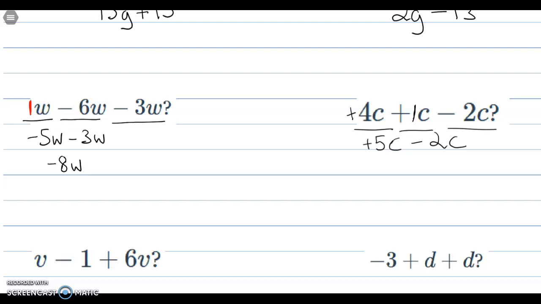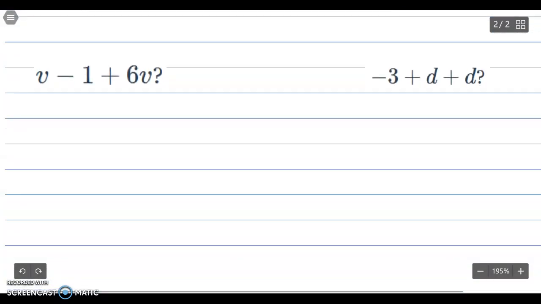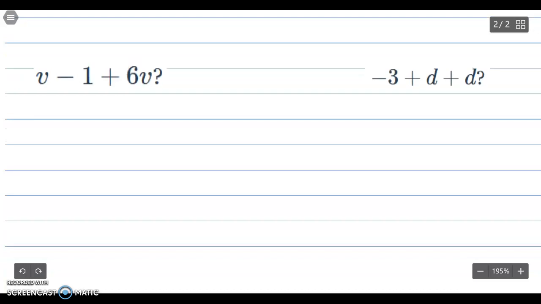Okay, so now I've got a positive 5C and a negative 2C. Different signs, find the difference. 5 minus 2 is 3, and we have C. And since the 5 is bigger, it's going to be positive. All right, let's take a look at 2 more problems in our last type here. All right, so on this one, we're going to do the same thing.